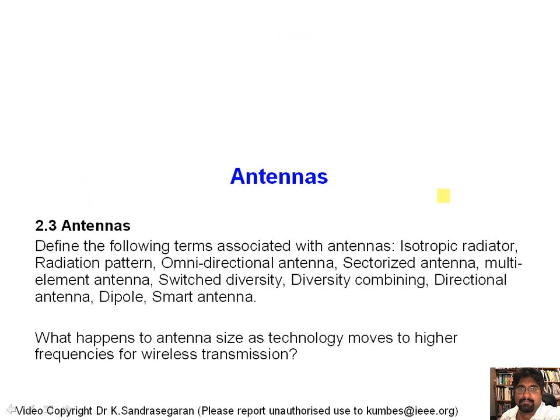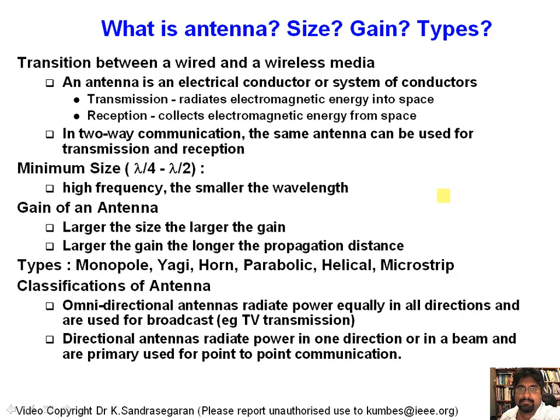The next bit of revision is on antennas. Okay, so an antenna is an important component in any wireless system because an antenna is the transition from a wired to a wireless media. So essentially, whenever an electrical signal that is produced has to be transmitted as an electromagnetic wave, the antenna is the one that converts it from an electrical to an electromagnetic signal.